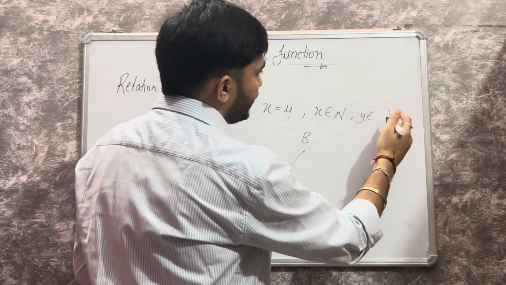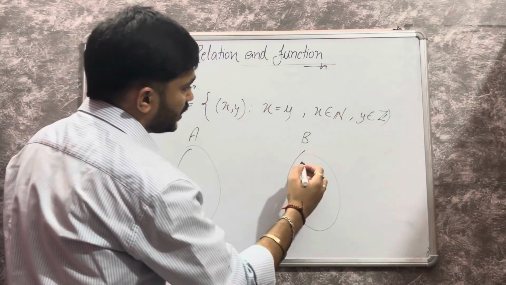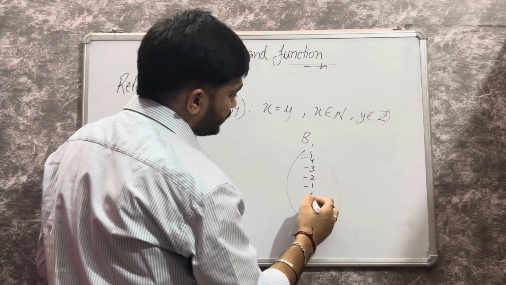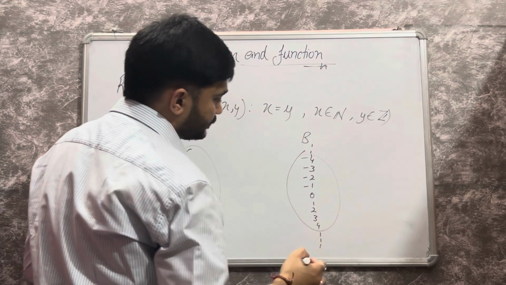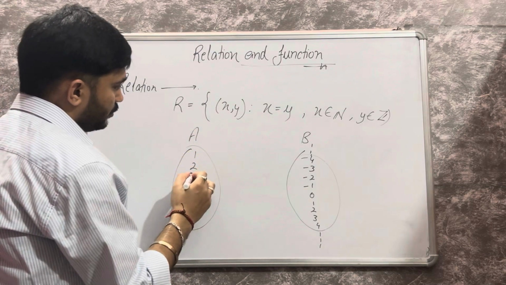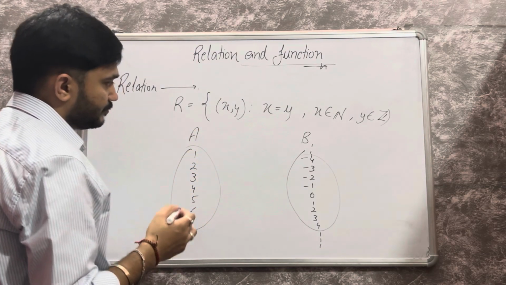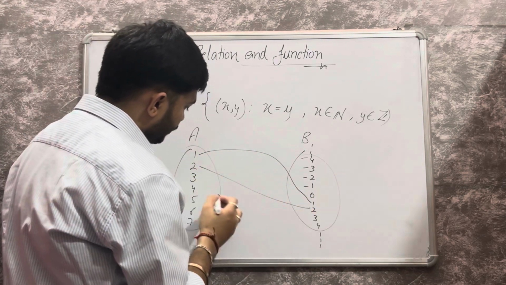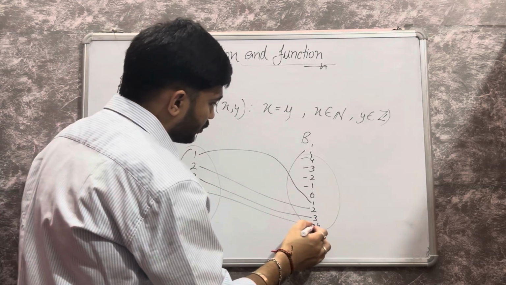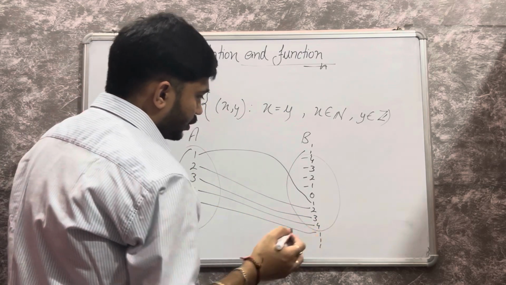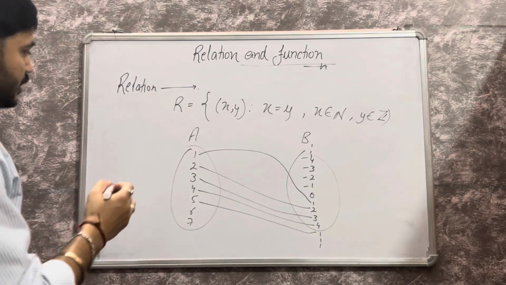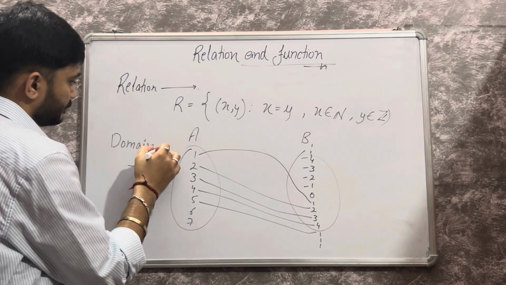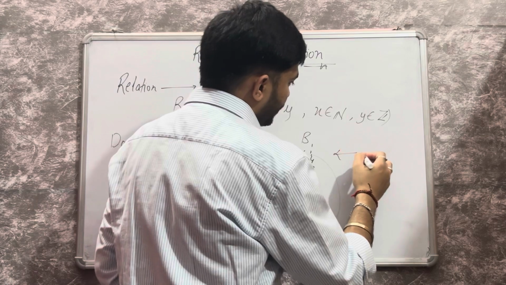Now we represent integers here, say. So what are the integers? Minus 3, minus 2, minus 1, 0, 1, 2, 3, 4, and so on. And natural numbers are 1, 2, 3, 4, 5, 6, 7. Here x is equal to y. It means 1 is going to be equal to 1, 2 is going to be equal to 2, 3 is going to be equal to 3, 4 is equal to 4, 5 is equal to 5, and so on. So here this first set is known as domain. The second set is known as codomain.